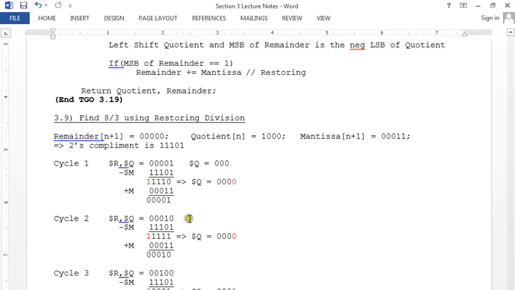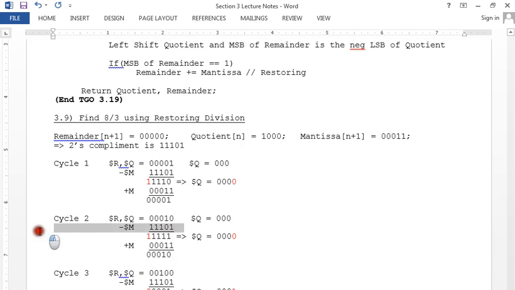So that's cycle 1. To get the number here, we initially had 0, 0, 0, 0, 1. So we had this value, pop this value off. Right? And then we left shift the value, so the most significant bit of the quotient becomes the least significant bit of the remainder, and that's how we get 0, 0, 0, 1, 0.